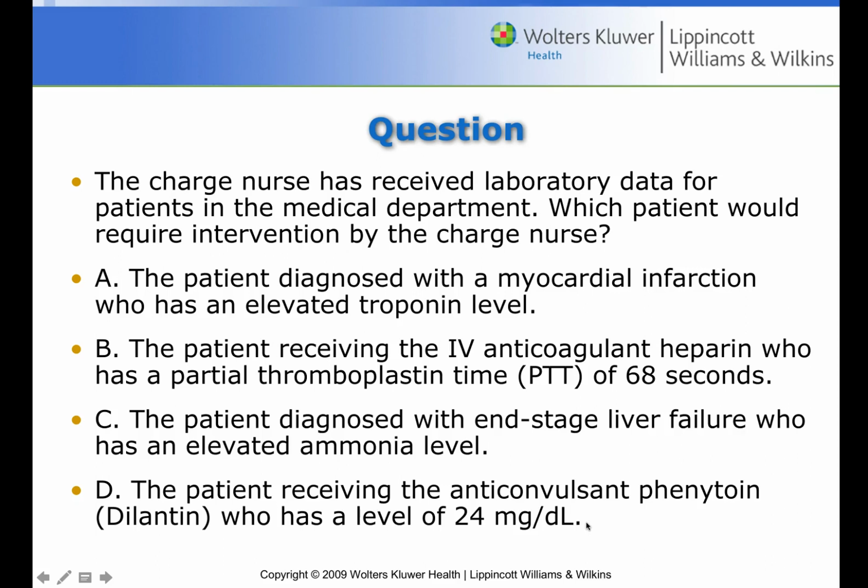The PTT is only slightly elevated, as is the Dilantin level, and a patient with end-stage liver failure is going to be expected to have an elevated ammonia level. So someone who has an elevated troponin level and a diagnosis of an MI means that there is cardiac damage occurring.